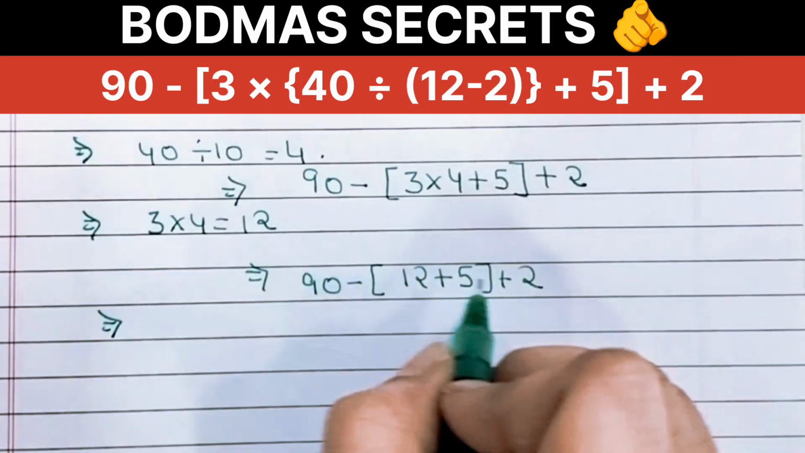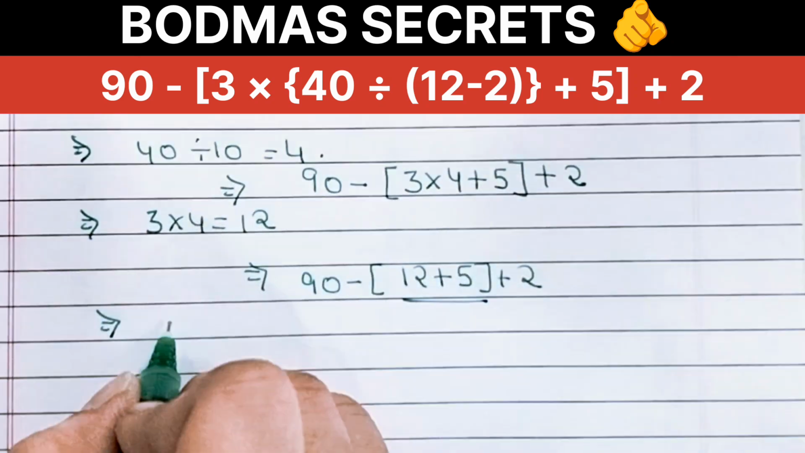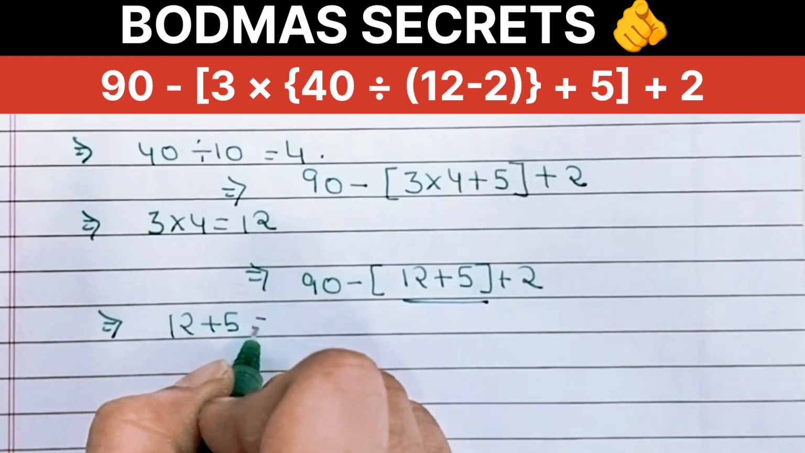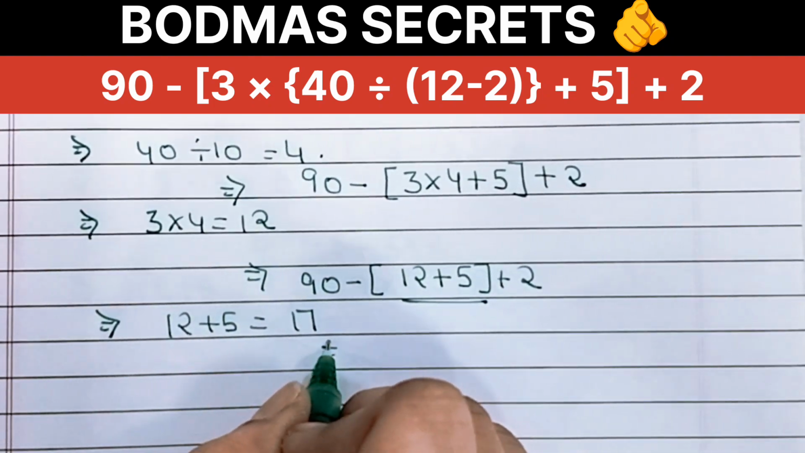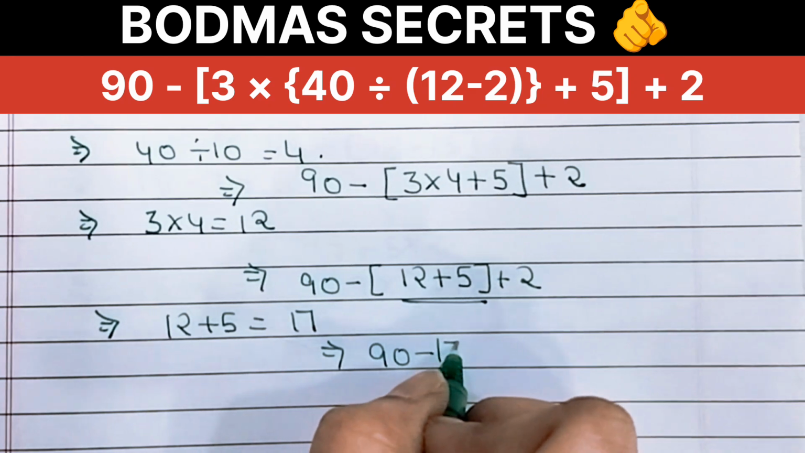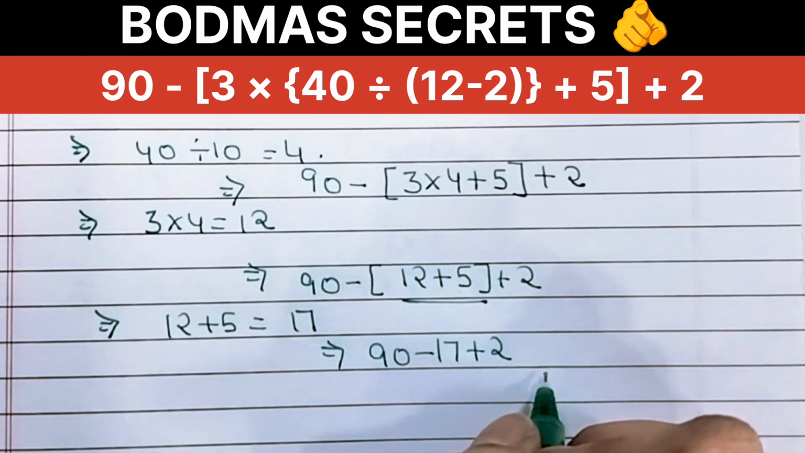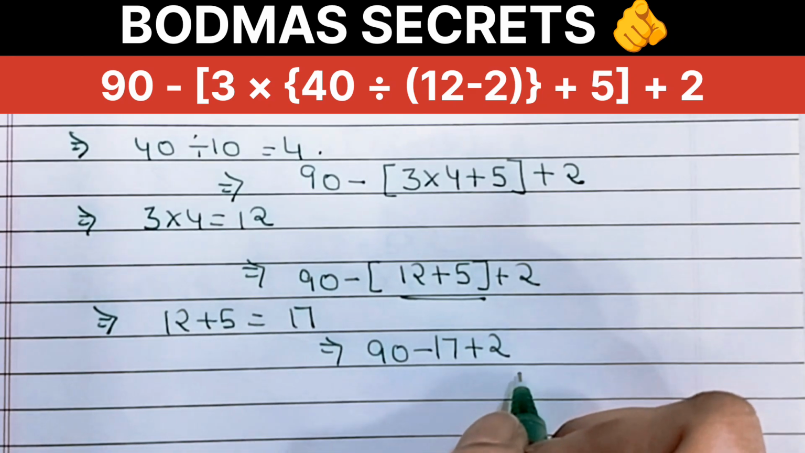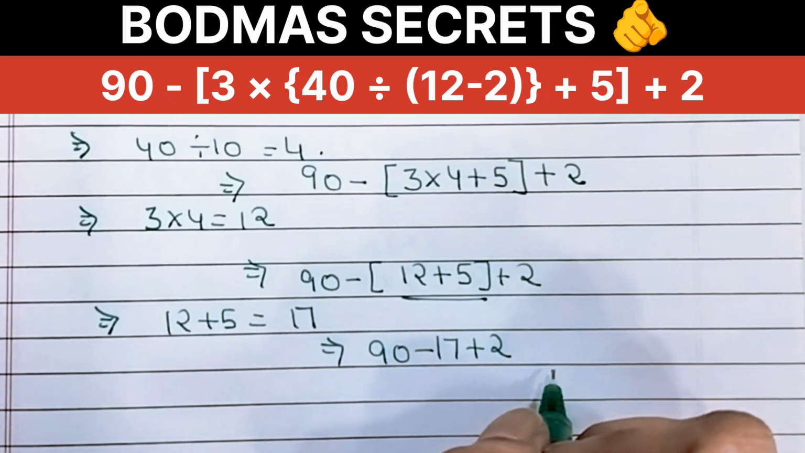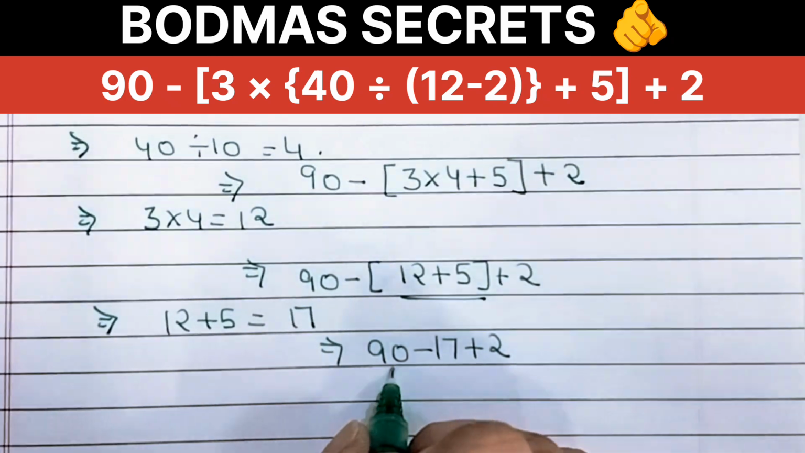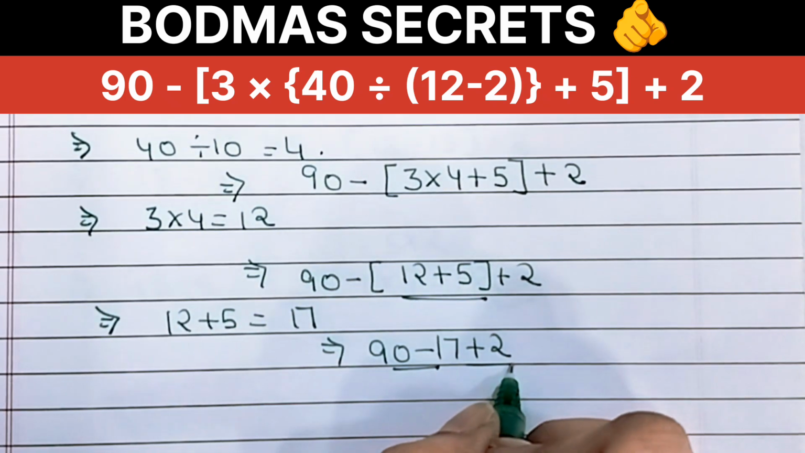Now step 4, complete the square brackets addition: 12 plus 5 equals 17. So now the expression becomes 90 minus 17 plus 2. And according to this step 4, we finish the operations inside the last set of brackets to reach a simple linear equation. Now finally we subtract and add the values left to right.